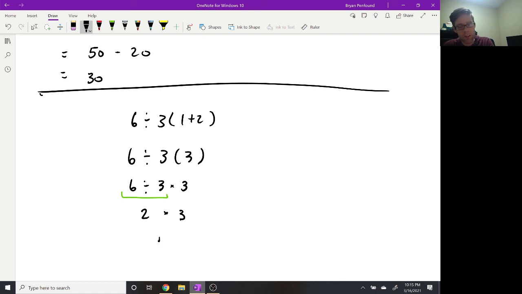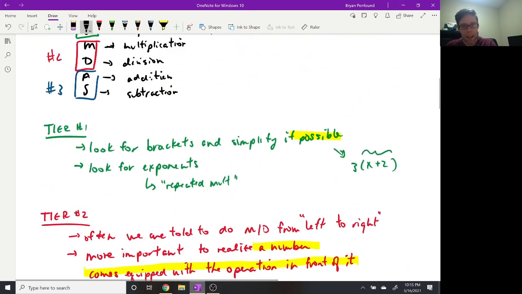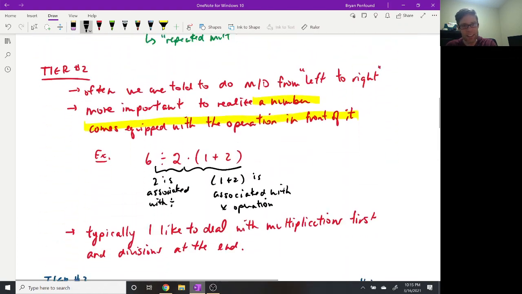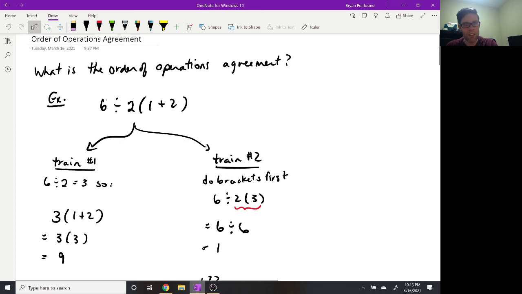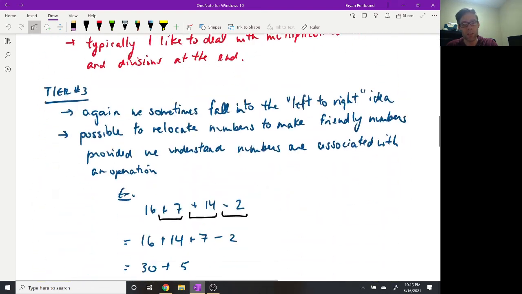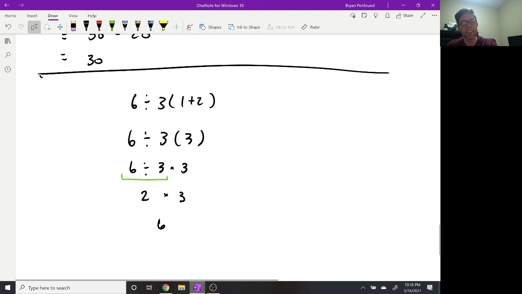What? Did I do something wrong? That's crazy. This is weird. So is our final answer 6? Is it 1 or not? Why did I get 6? What did I do up here? Did I write something down wrong? Oh, it's 6 divided by 2, 1 plus 2. I just wrote it down wrong. That's my bad. Okay, so this should really be a 2.